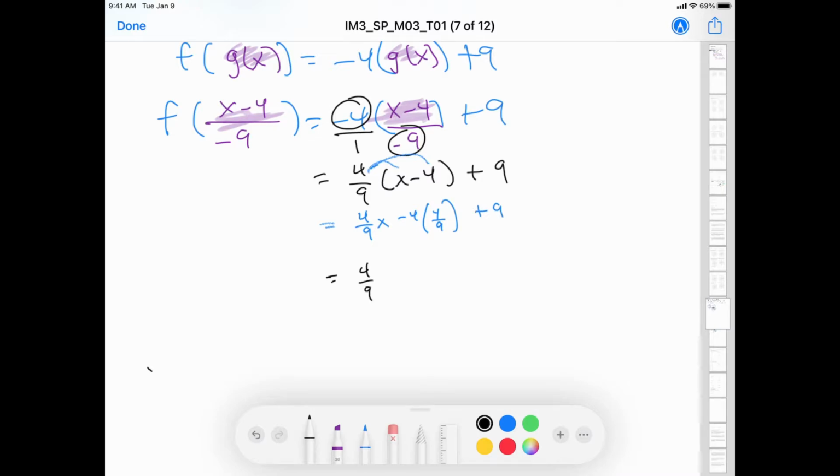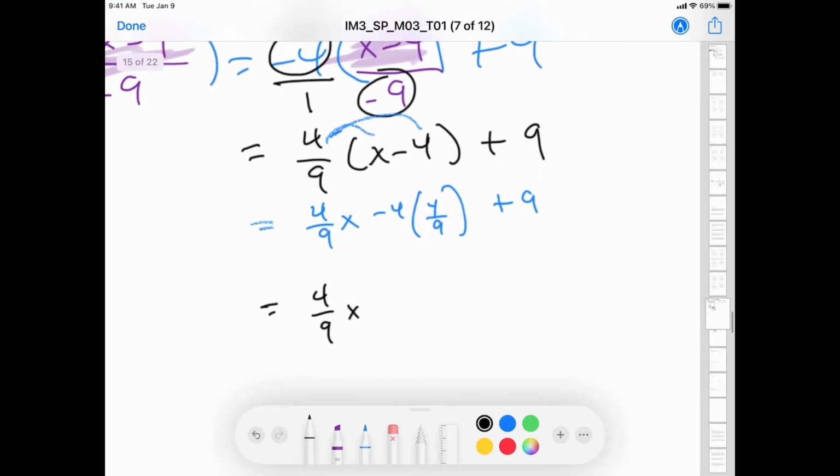So that would give me 4 ninths x. This would be over 1. Then you multiply there, so you have negative 16 over 9. If you wanted to change this one, you can do 9 over 9. That would give me 81 over 9.